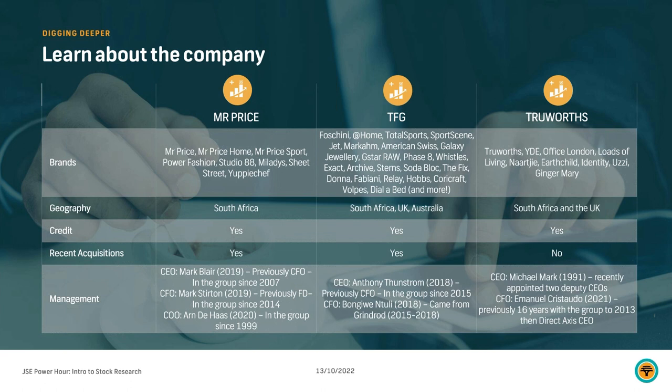And then you look at where they operate. Do they offer credit in discretionary retailers specifically? That is important. Have they made any recent acquisitions? And then you look at the management team. How long has the management team been around? You can see that Mr Price has a relatively new management team, but most of them have been employed in the group forever. TFG, also a relatively new management team, although they've been there a little bit longer than the Mr Price management team. And then Truworths stands out.